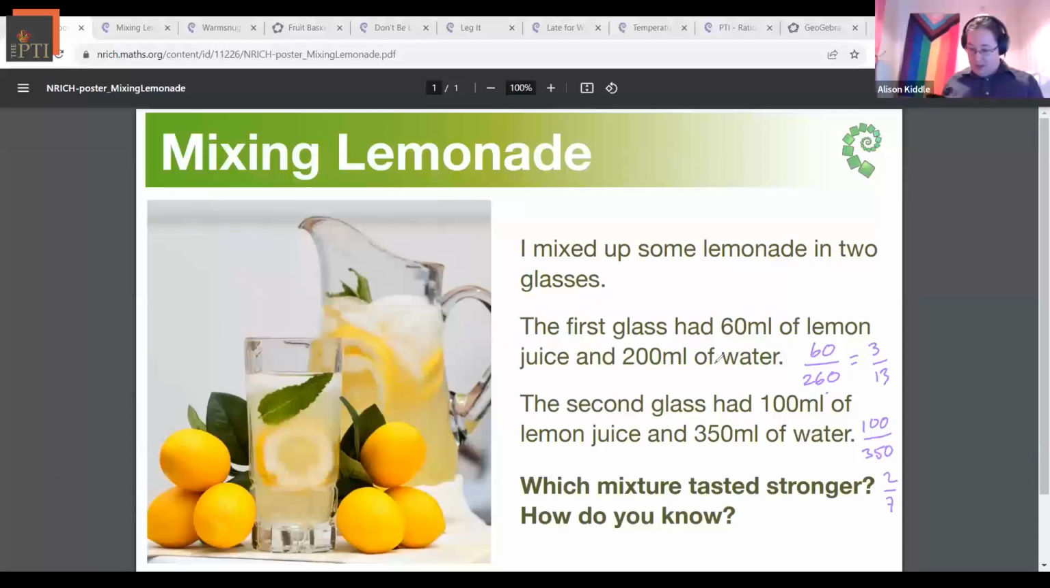So luckily I've got my calculator here. Yeah, but it's a good opportunity to discuss with students how would they work out whether 3/13 is bigger than 2/7 or not. And then, of course, you've got the interpretation, because what does it mean for the fraction to be bigger or smaller in terms of what we're saying with regard to the strength of the lemonade?